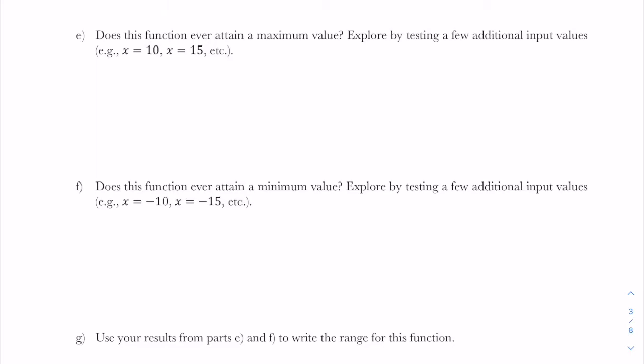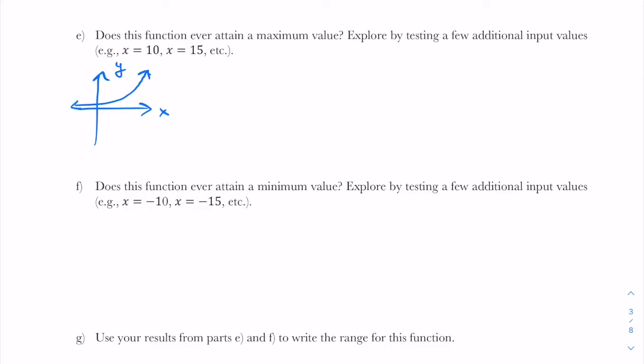First question, does this function ever attain a maximum value? And I'm asking you to explore by testing a few additional input values. We can actually see this from the graph though. If I just were to make a quick sketch of the exponential function, I'd like you to look at the importance of this arrow. Notice the arrow keeps increasing up and to the right. This suggests that the exponential function will keep increasing forever and ever and never reach a maximum value.